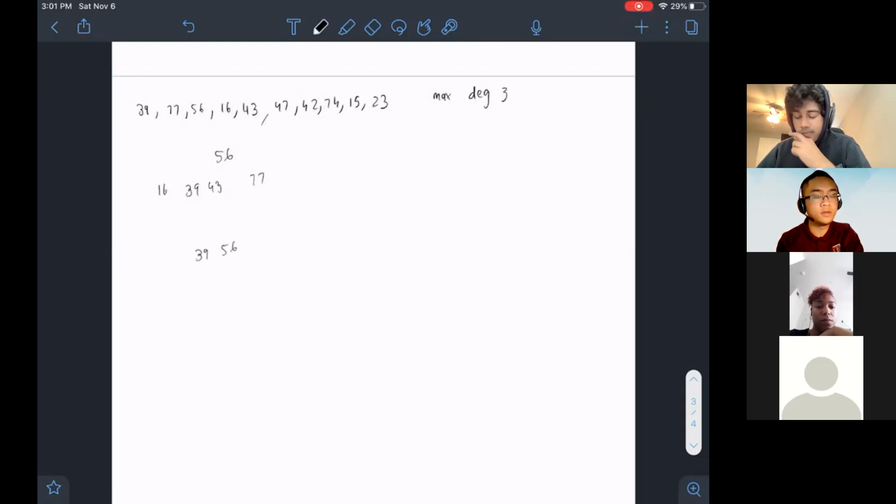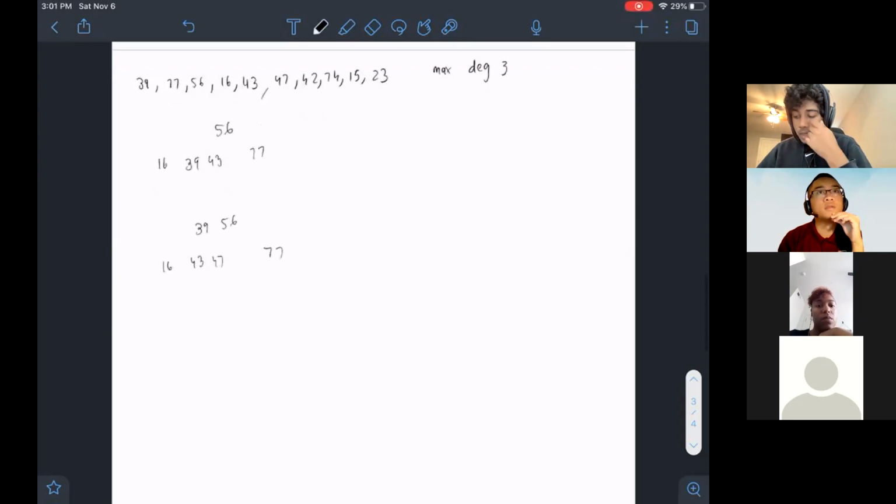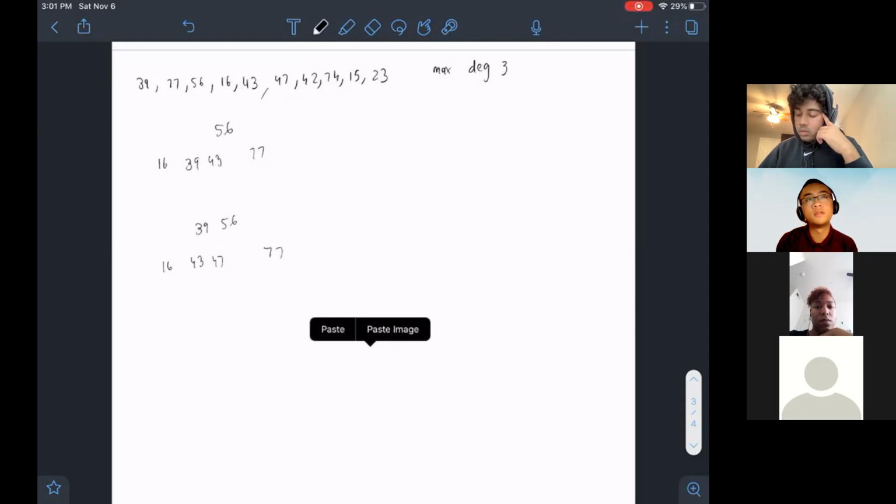And then so we're left with this on the bottom. Yeah. So we could have 43, then we have 16 and 39 to the left. They're the same node. And then 15 is the left child, 23 is the middle child, 42 is the right child.